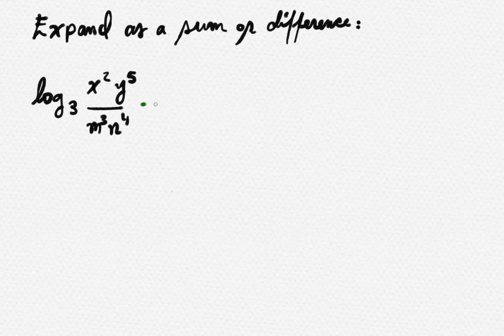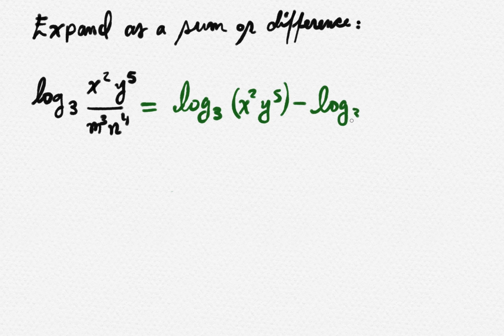Okay, here's a slightly longer example. We might have to use a bunch of different properties in different order to be able to get this simplified. So first I'm going to get rid of this division right here by using the quotient property. This is going to be the base 3 log of x squared y to the 5th, and then minus base 3 log of m cubed times n to the fourth. Okay, so just using the quotient property on x squared y to the 5th and m cubed n to the fourth, I should say.